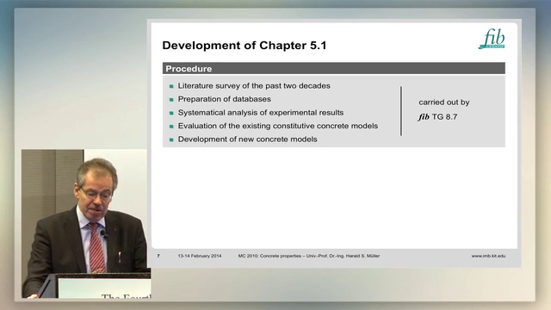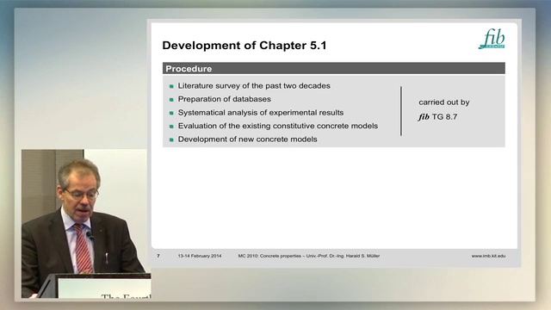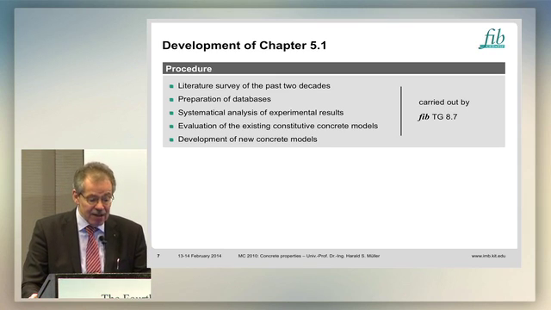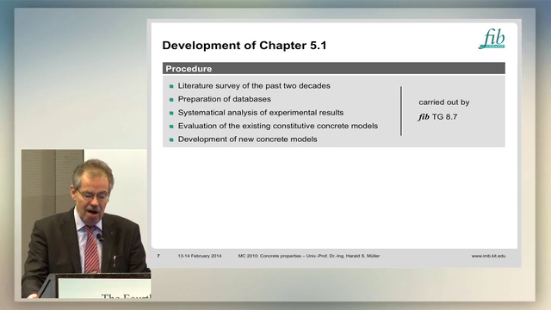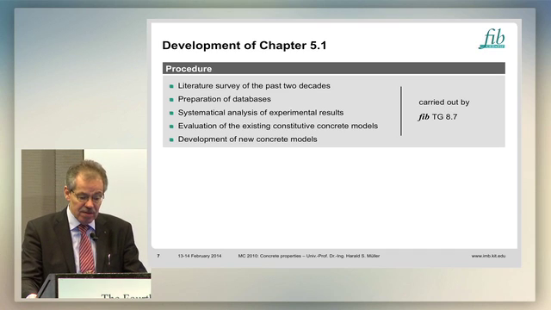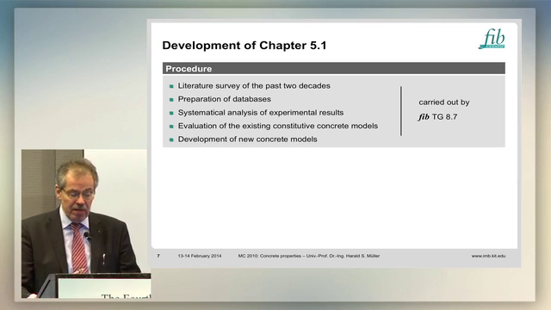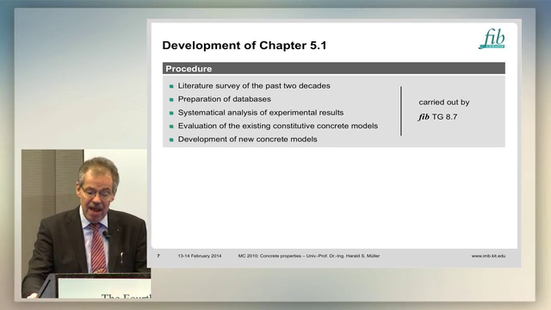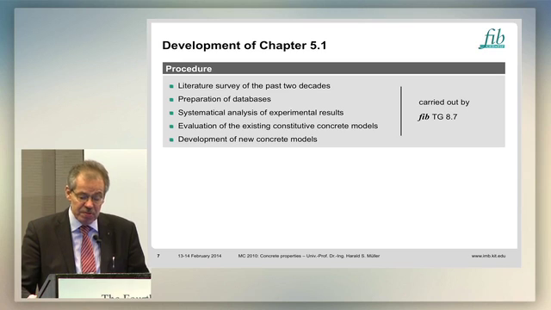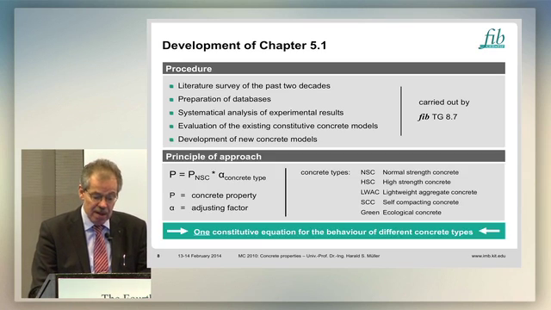How was this chapter 5.1 developed? First, we started with a literature survey of the past decades. We prepared large databases, you will see some of them. We made a systematic analysis of the results. Then we evaluated existing constitutive models for concrete, and we developed new models where necessary. This work was primarily carried out by an FIB task group, task group 8.7, where I have been the convener.